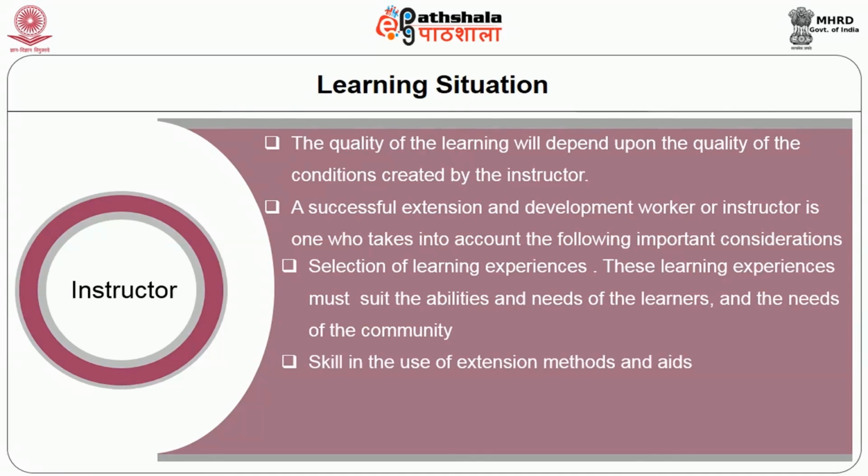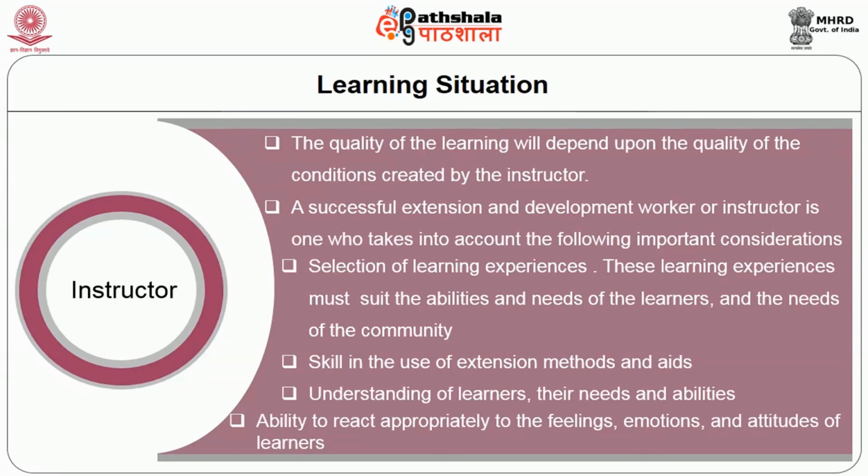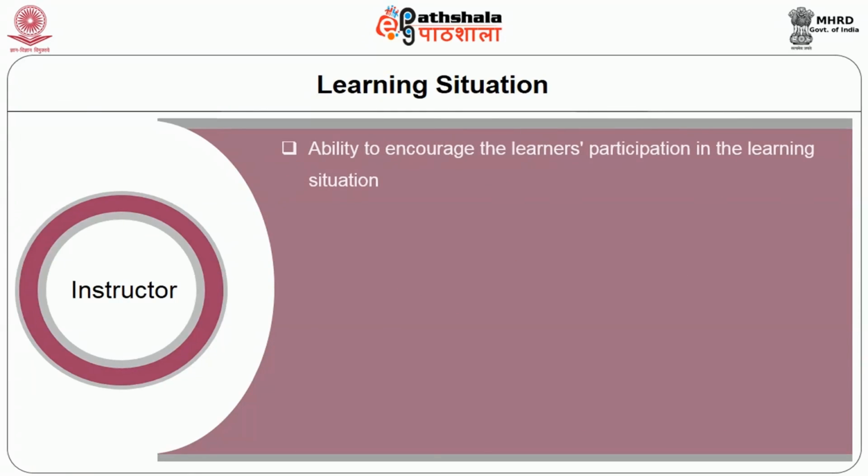These learning experiences must suit the abilities and needs of the learners and the needs of the community. Next, skill in the use of the extension methods and aids. Number 3, understanding of learners, the needs and abilities. So, before teaching, we should know the capability, potentiality and the background of the learners. Number 4 is the ability to react appropriately to the feelings, emotions and attitude of the learners. Number 5, ability to encourage the learners' participation in the learning situation. So, always learning should be interactive while teaching farmers.